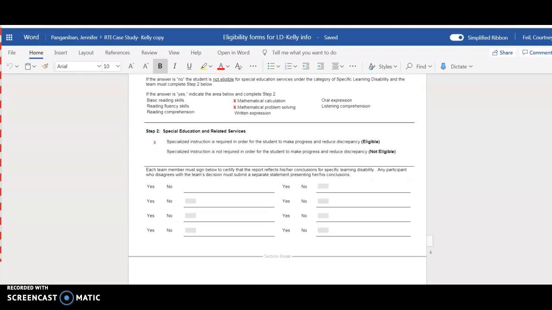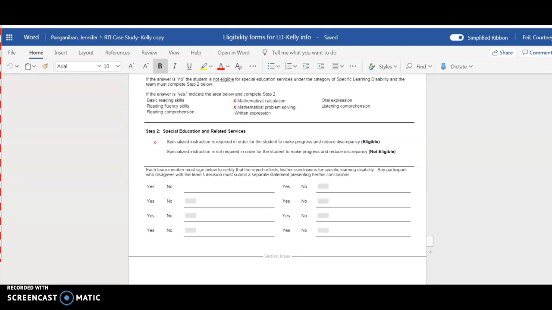In step 2, we're looking at special education and related services. So you're either going to check that specialized instruction is required in order for the student to make progress and reduce discrepancy, meaning that they are eligible, or no, special instruction is not required for the student to make progress and reduce discrepancy, and they're not eligible. So if you had checked yes to any of the boxes above and found that the student did not have a specific learning disability, you would come to this section and check that specialized instruction is not required.